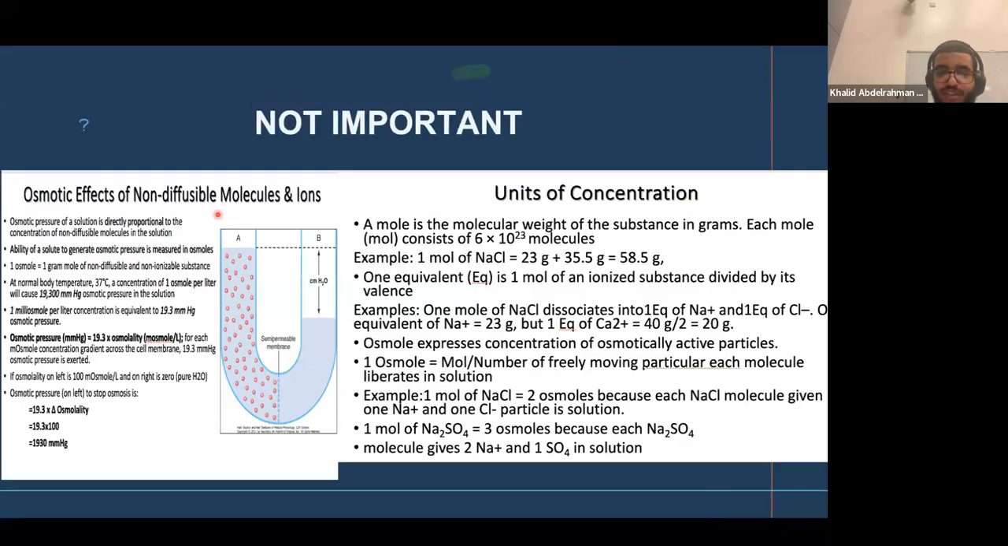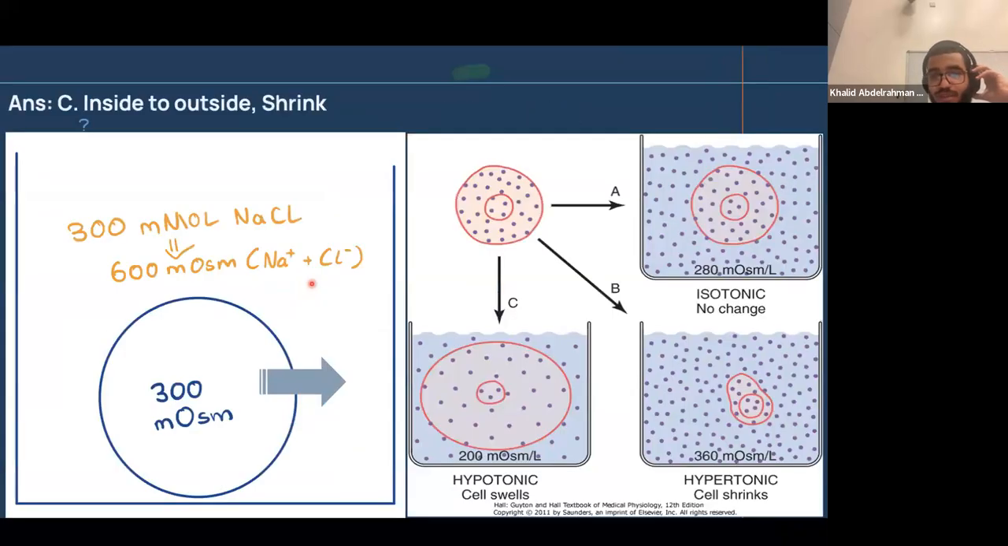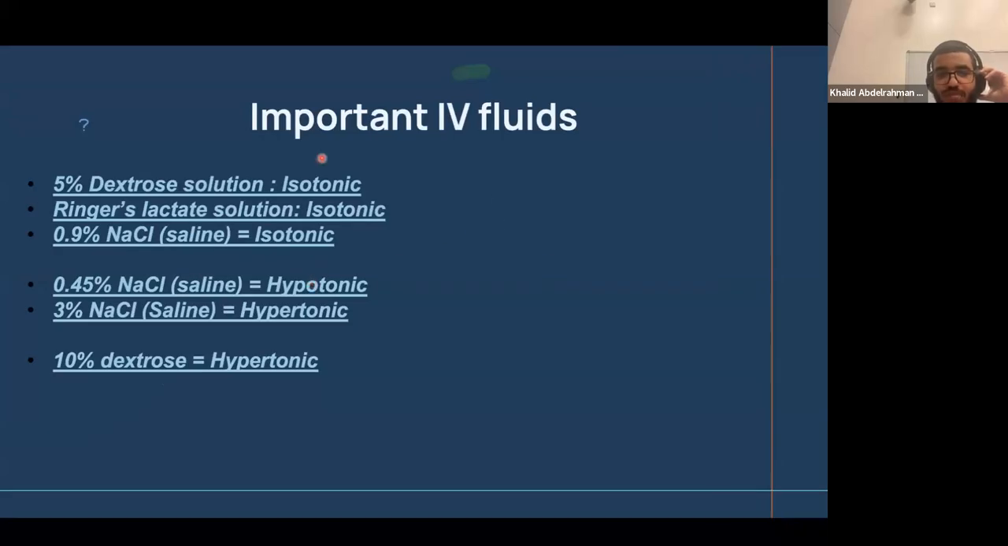There will be a movement of water in the end, okay? Because you change the tonicity, and we'll touch upon this point in a bit. Okay, but you need to understand these, you need to memorize these numbers. 5% dextrose is isotonic, 0.9% saline is isotonic, and Ringer's lactate solution is isotonic. Now anything above 5% for dextrose will be hypertonic, and everything under will be hypotonic. Anything above 0.9% will be hypertonic, and anything under 0.9% will be hypotonic. Okay.